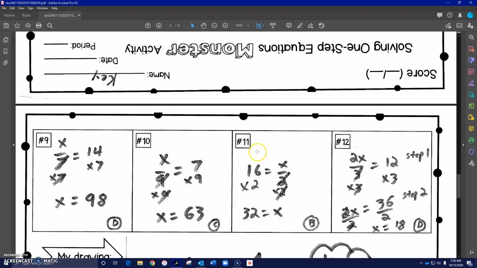Number 11, we had 16 equals x over 2, or x divided by 2. So you multiply both sides by 2 and get a final answer of 32 equals x. That was answer choice B. Now number 12, despite what the name of this worksheet implies, number 12 was actually a two-step equation. So you had 2x over 3 equals 12. And remember that when you have a fraction, everything on one side, whether it's on the top or on the bottom, you have to sort of think of that like it has parentheses around it.